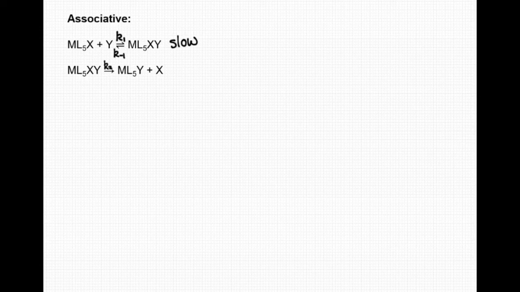So if we're going to write the rate law, we're going to base that on the slow step. So in this case, the rate of the slow step, and therefore the rate of the reaction, equals k1, that microscopic rate constant for the first step, times the concentration of the reactants, so the concentration of the two reactants. Now, the rate of the reaction is slowed down, so minus sign, by the reverse reaction, k-1 times the concentration of the 7-coordinate intermediate, ML5XY.